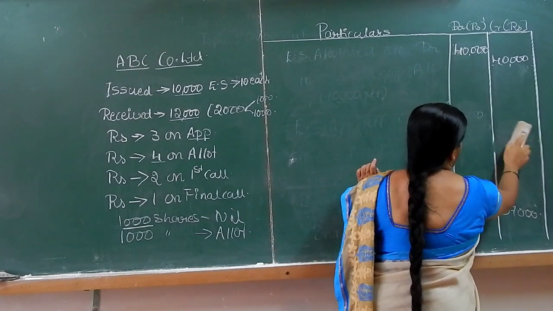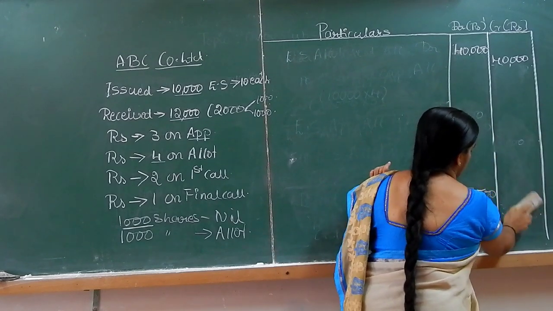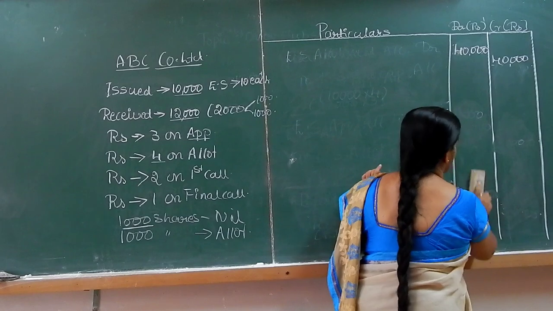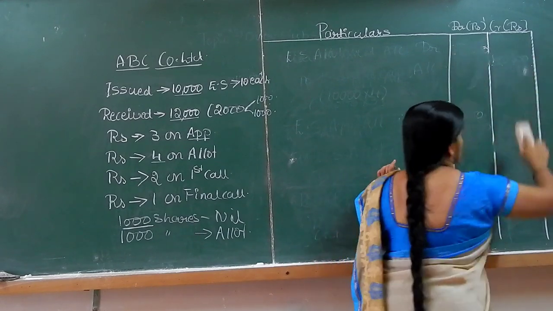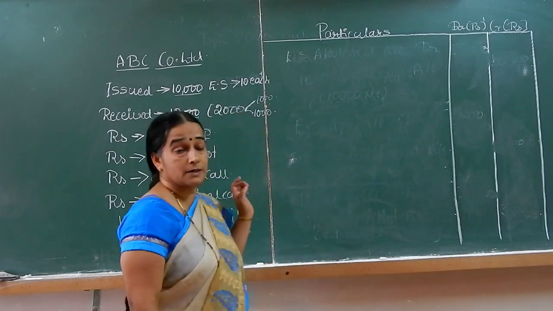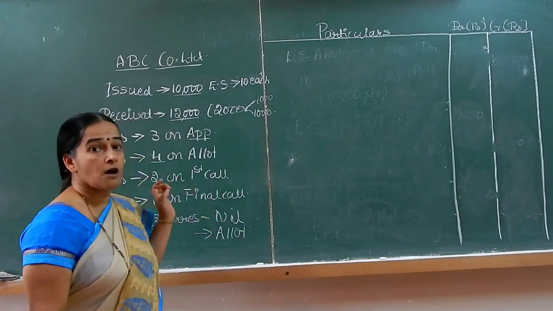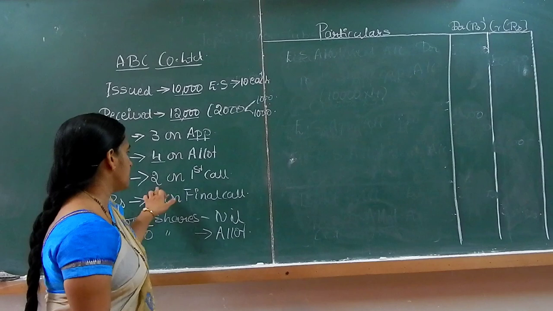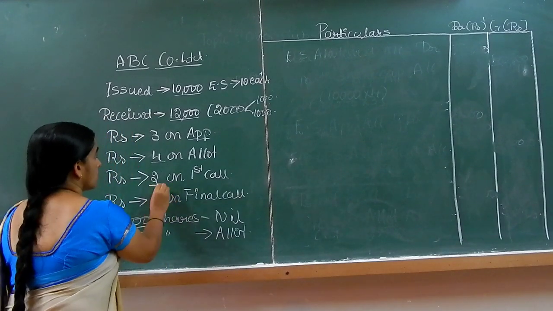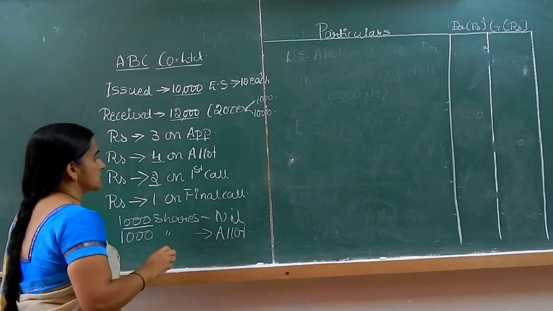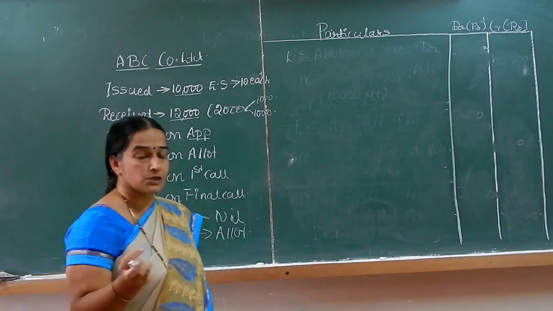Now for the first call due: when the first call is due, you have to pass one entry. The due letter will be sent to the shareholders to pay the first call money. So what is the first call money? First call money is rupees 2. Now rupees 2 on 10,000 shares means 20,000 the company has to receive.